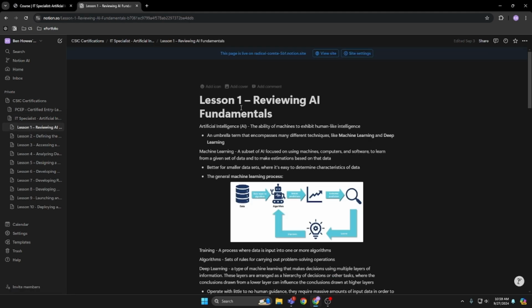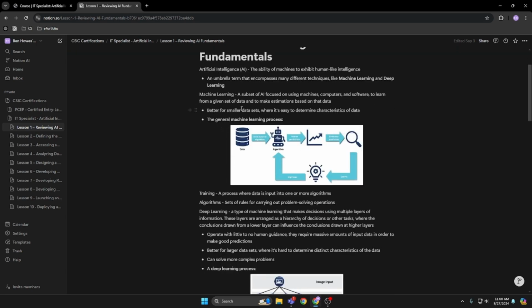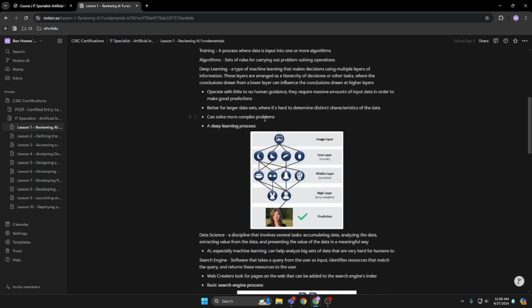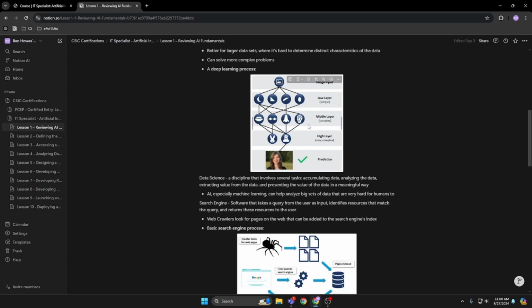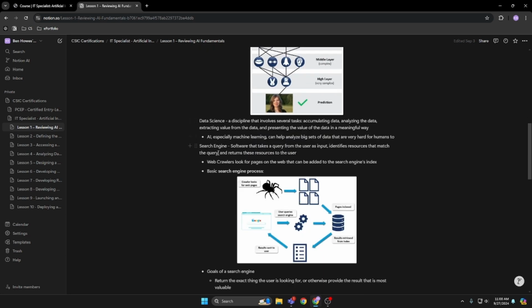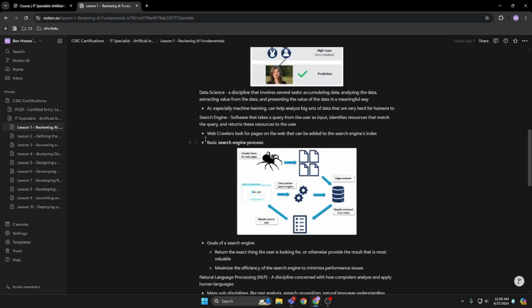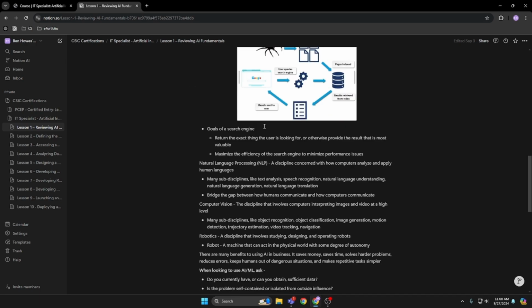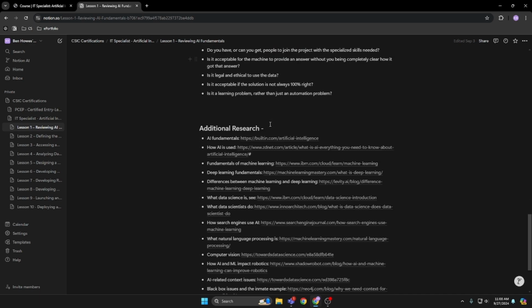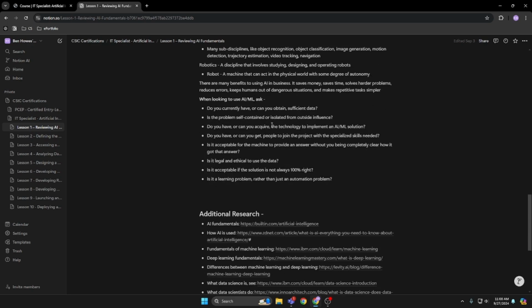Lesson 1 again was about fundamentals of AI. It talks about what AI is, how it's machine learning, a machine basically exhibiting human-like intelligence. It explains things like machine learning and deep learning. The course doesn't talk about that too much other than this mention, but it's good to know about. It explains how search engines work, and goes over a bunch of basic terms that will be really helpful to know throughout the course.